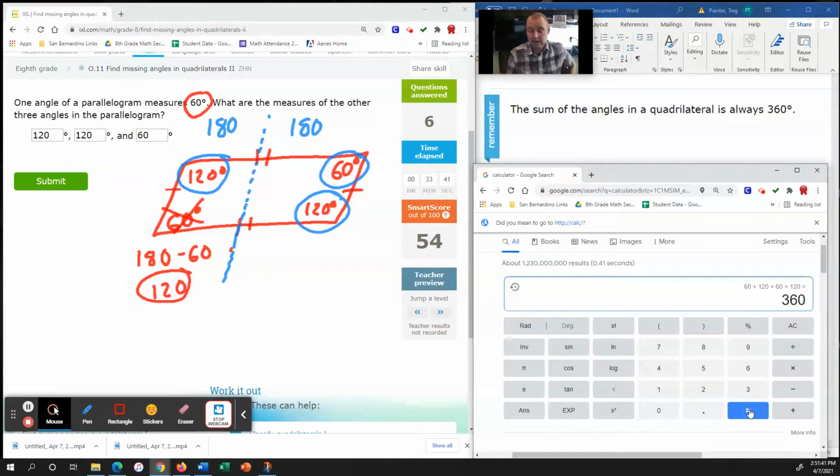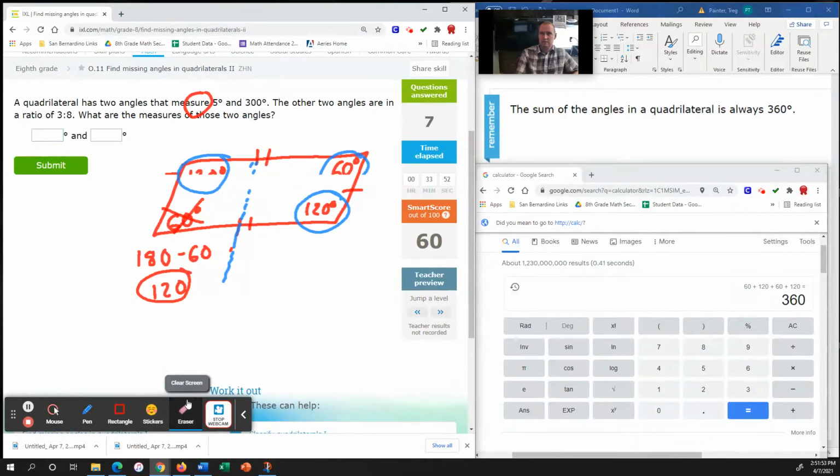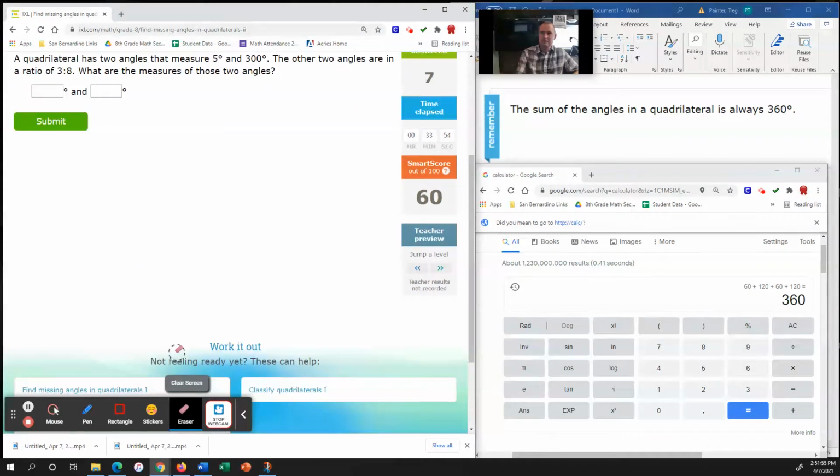And it does. So this one has to be right because it's a parallelogram. There can only be two different values. All right. Give it a submit. That worked out nice. Pays off to watch the whole video, doesn't it?